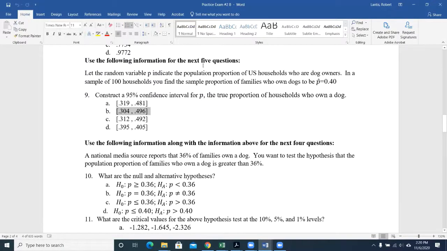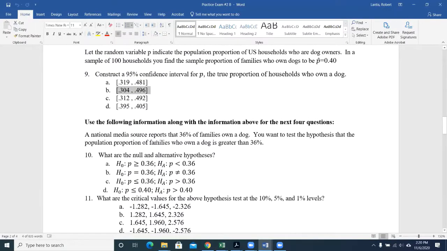So we're supposed to use this information for the next 5 questions, right? So we're using that sample proportion and sample size that we found. And now we're saying that there's some media source reports 36% of families own a dog. You want to test the hypothesis that the proportion of families who actually own a dog is greater than 36%.